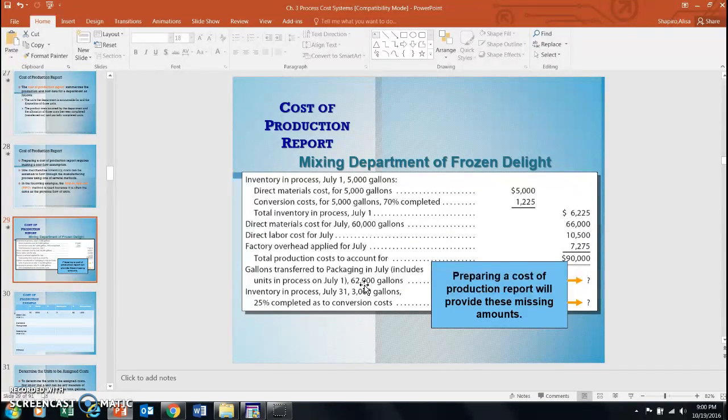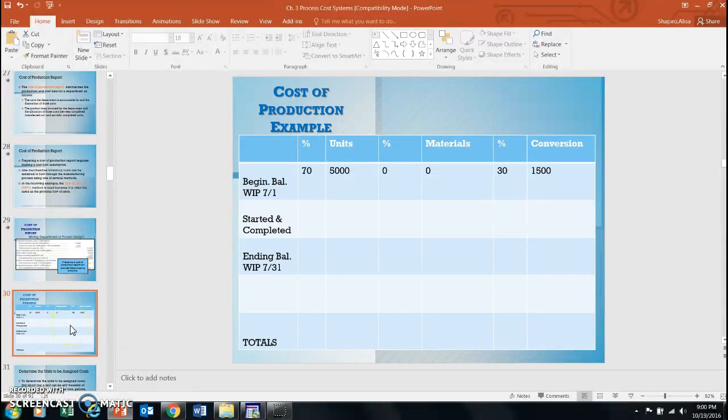No, it doesn't. We're going to always assume FIFO conditions and that our inventory that was first in, which are these 5,000 gallons, are the first ones out. So if 62,000 gallons transferred, we can assume 5,000 of those came from the work that was started in June. So 62,000 minus 5,000 leaves us with 57,000. We can now assume that 57,000 gallons was started in July and completed in July.